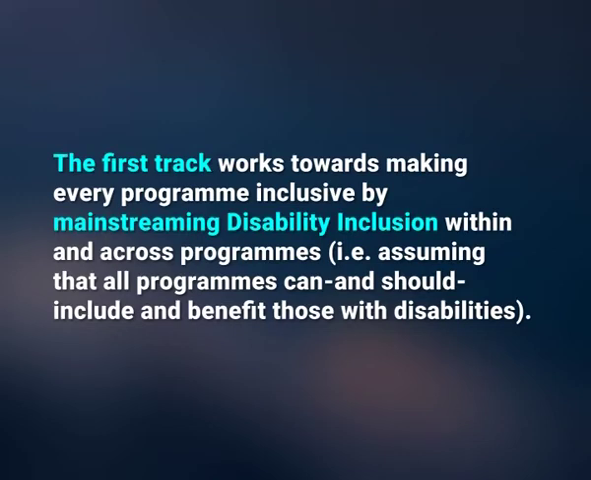So, the twin track approach is used in inclusive programming to ensure that adults and children with disabilities can equally participate and benefit. Out of these two tracks, the first track works towards making every program inclusive by mainstreaming disability inclusion within and across the programs. That is, assuming that all programs can and should include and benefit those with disabilities.